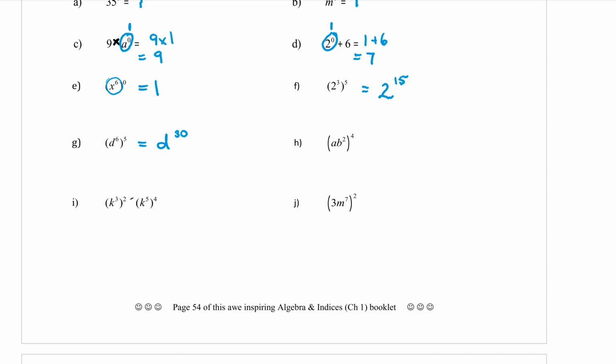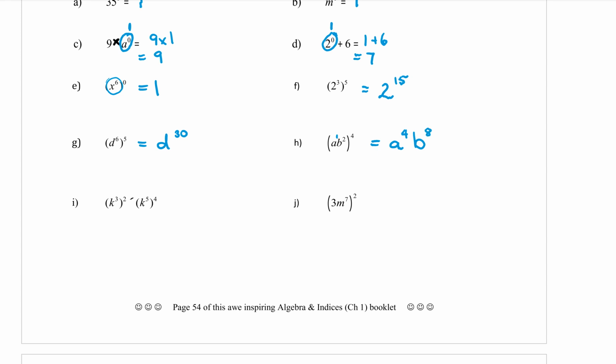If there are 2 bases inside the bracket, we need to multiply each power with that 4. Now, you're probably saying there is only one power. Well, actually, this A has a power. It would just be a 1 because we don't normally write 1s when they're a power of 1. So for H, for a base of A, we would go 1 times 4 is 4. And for a base of B, we would go 2 times 4, which is 8.